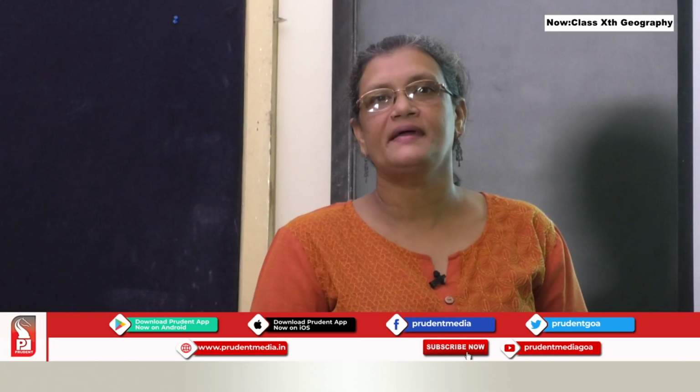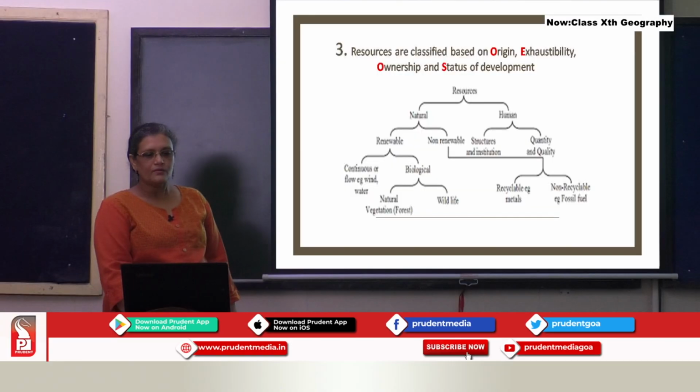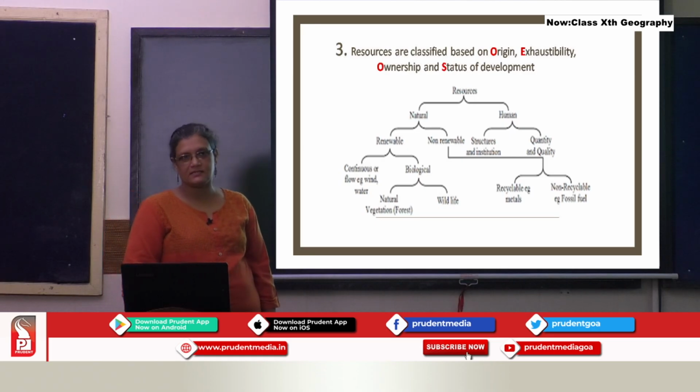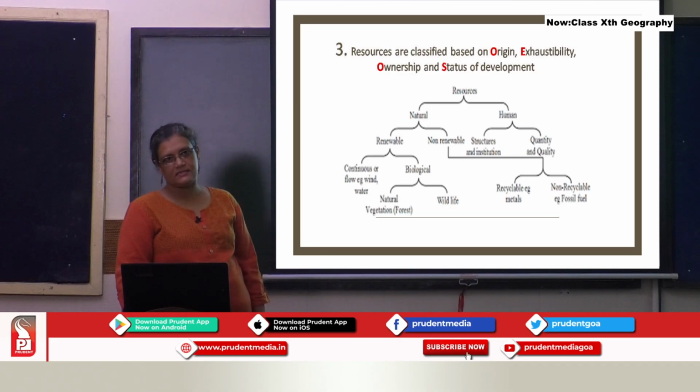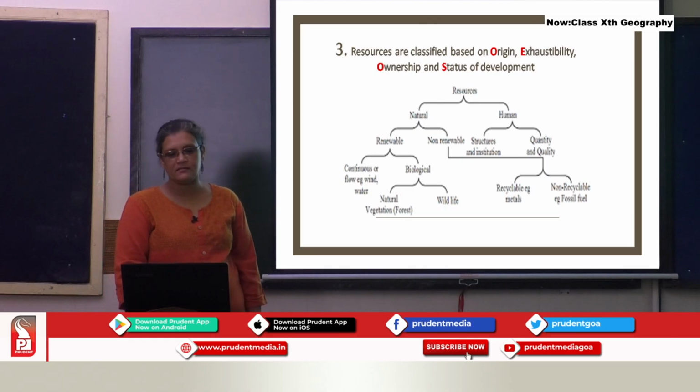How do we define these resources? I have made things a little easy for you. Resources are classified on the basis of origin, exhaustibility, ownership and status. We have got 2 O's and an E and an S. Origin, exhaustibility, ownership and the status of development.